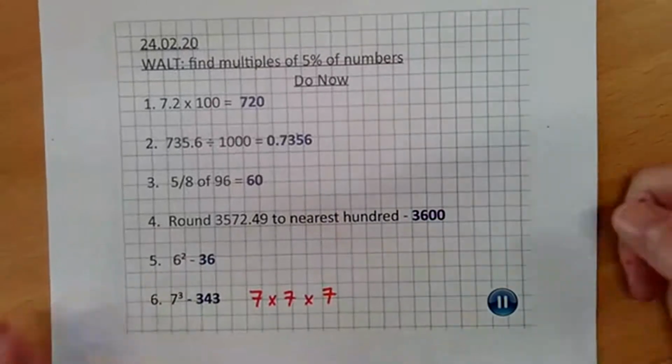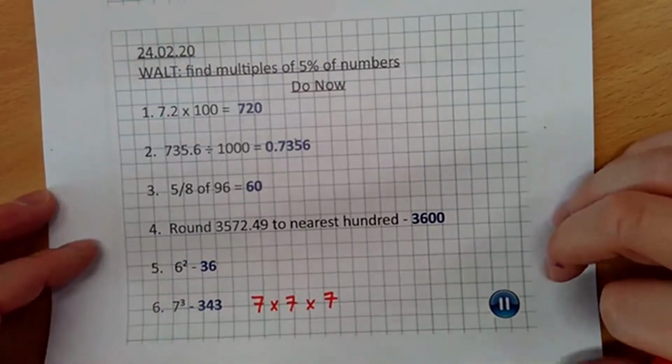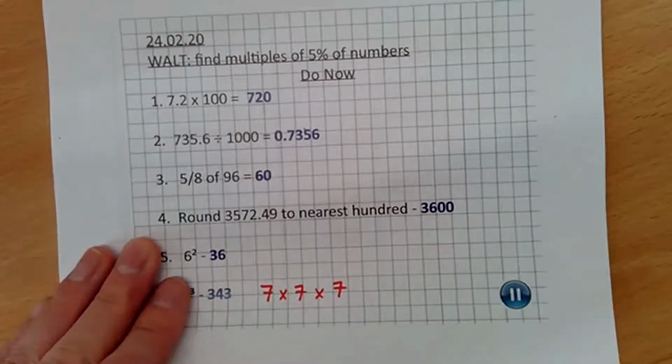So yesterday we were finding multiples of 10% of numbers, but today we're going to be finding multiples of 5% of numbers. So let's get started.